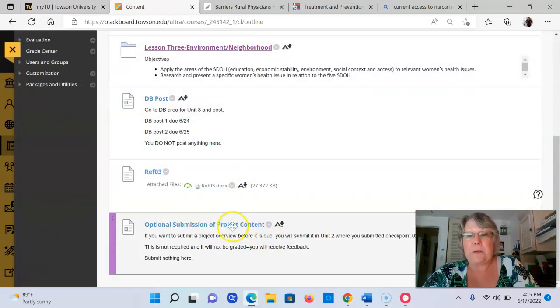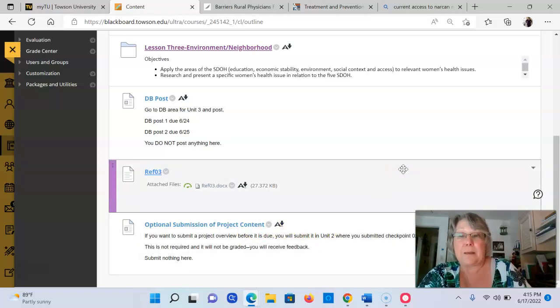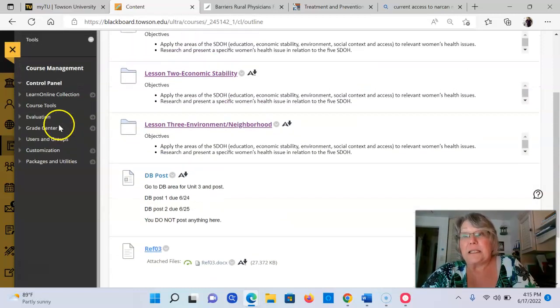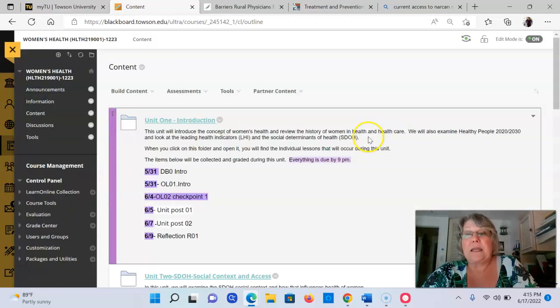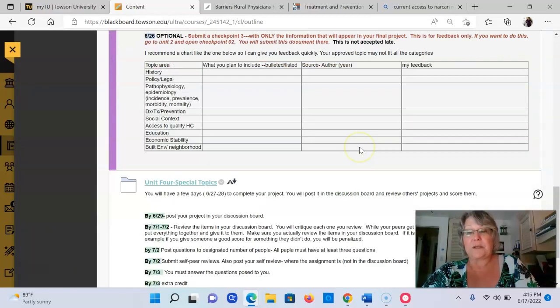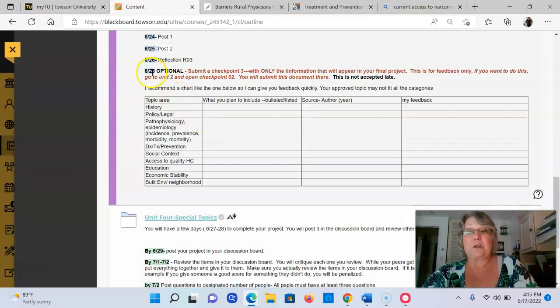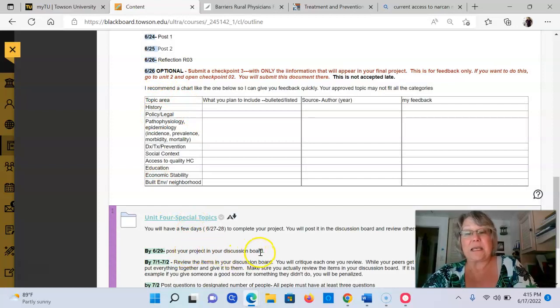I will put a place below here. It says that if you want to submit a project overview before it's due, you'll submit it back in Unit 2. So back in Unit 2, where you submitted your checkpoint number 2, you would also submit this, and I'll get it in my material to grade, and I'll give you feedback on it. That will happen pretty quickly because, as soon as the unit's over, just to briefly look at Unit 4, you have a few days, from the 26th to the 29th, to work on your final project and get it ready.